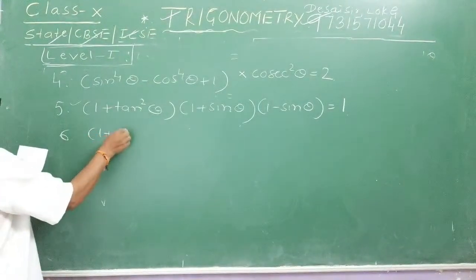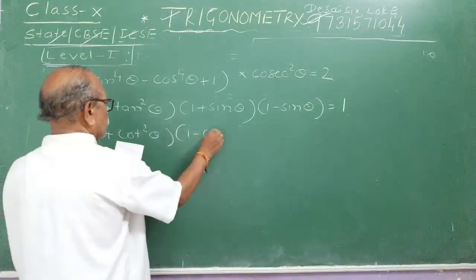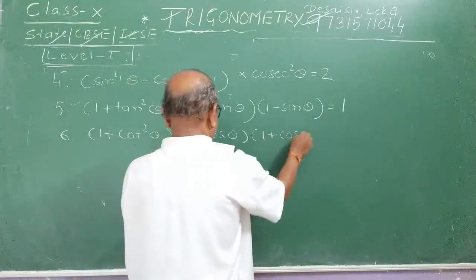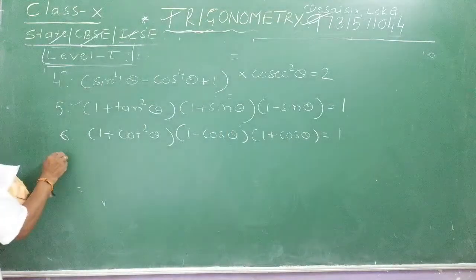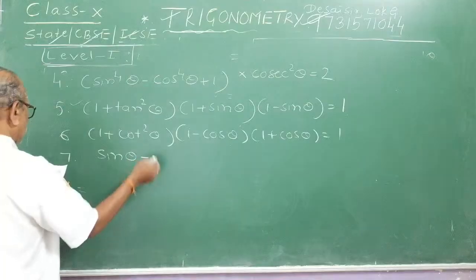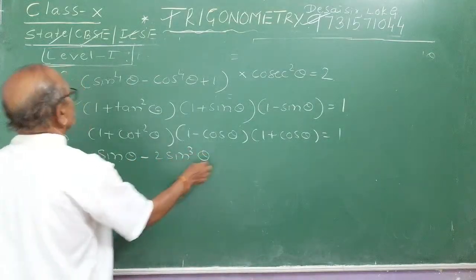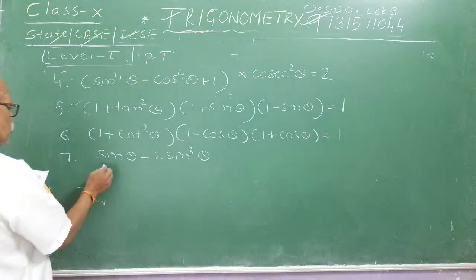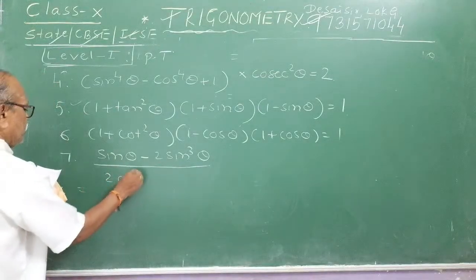1 plus cot square theta into 1 minus cos theta into 1 plus cos theta is equal to 1. I have 10 questions. Seventh one: sin theta minus 2 sin cube theta, prove that, type of the question, equals minus sin cube theta upon 2 cos cube theta. Note down the questions. Take homework.